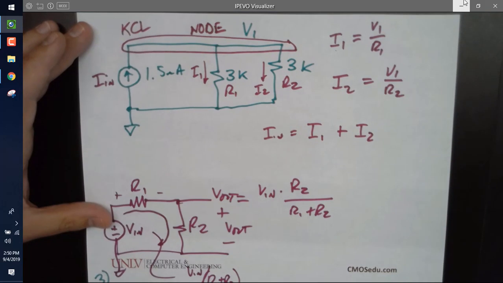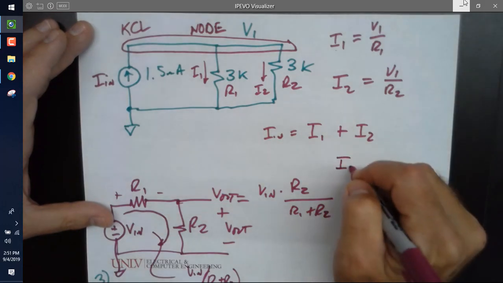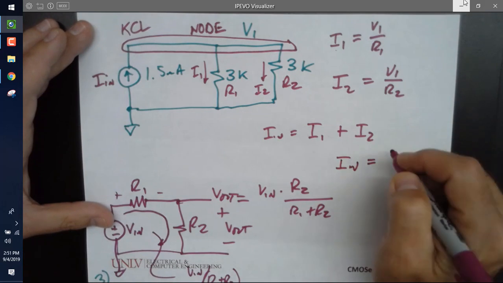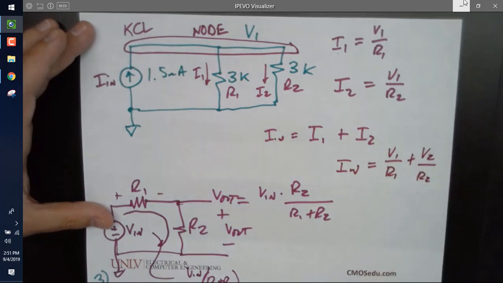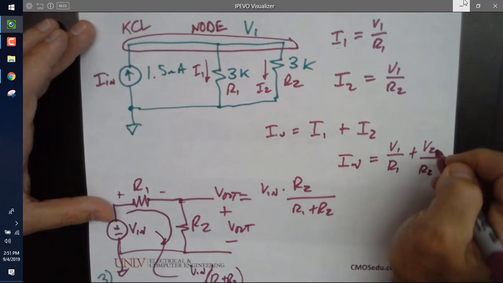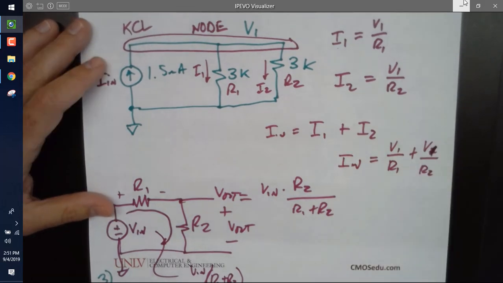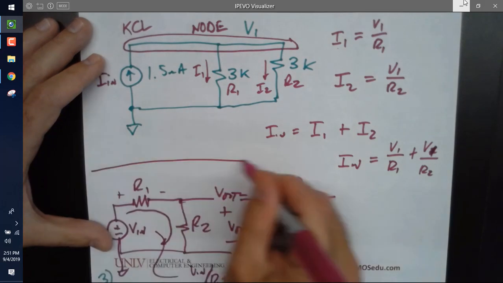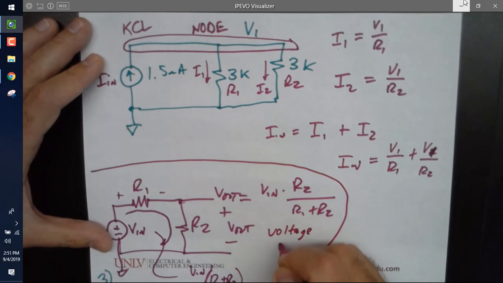Everybody agrees with that? Would you then agree that I could write In equals V1 over R1 plus V2 over R2? Everybody would agree with that? Okay. Let me draw a little box around this and write current divider, so we don't get confused, and when you look at the notes later you'll remember.